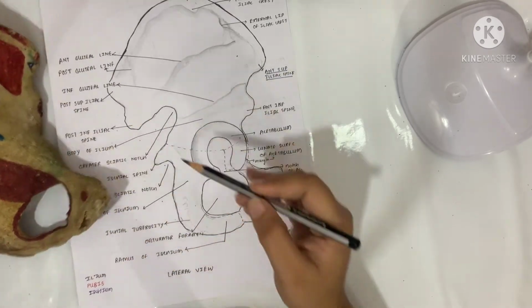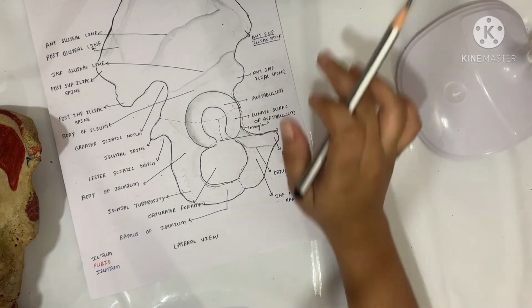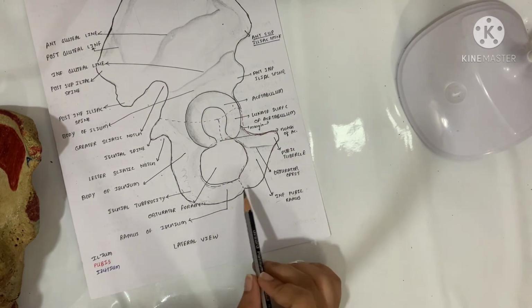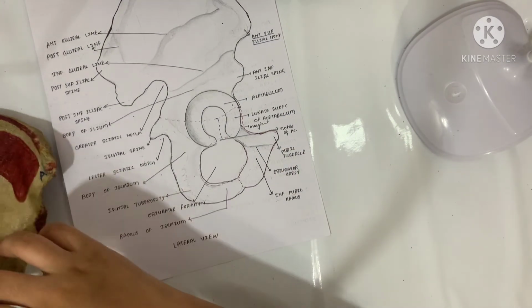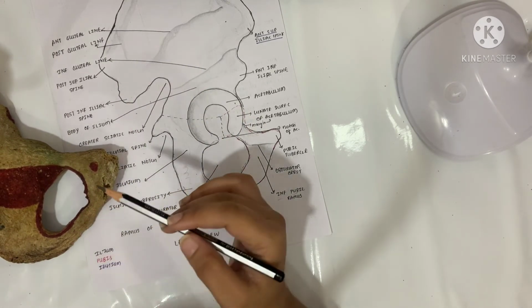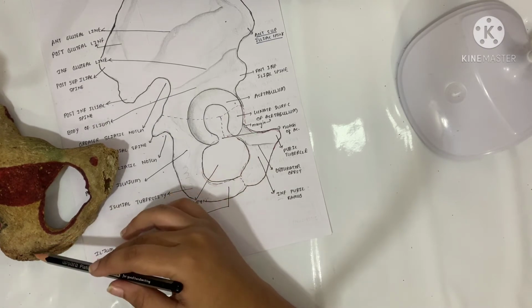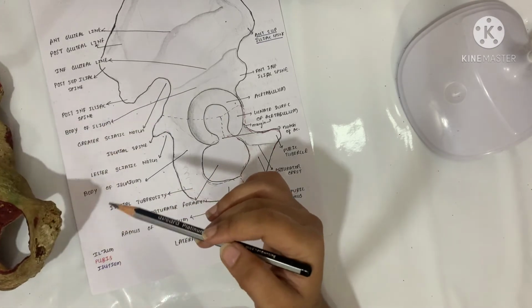Then this is the ischial ramus. See, ischial ramus or ramus of the ischium. It projects from the lower end of the body of the ischium to join the pubis and form the ischiopubic ramus, and it has 2 borders, upper border and lower border, and 2 surfaces, outer femoral surface and inner pelvic surface.